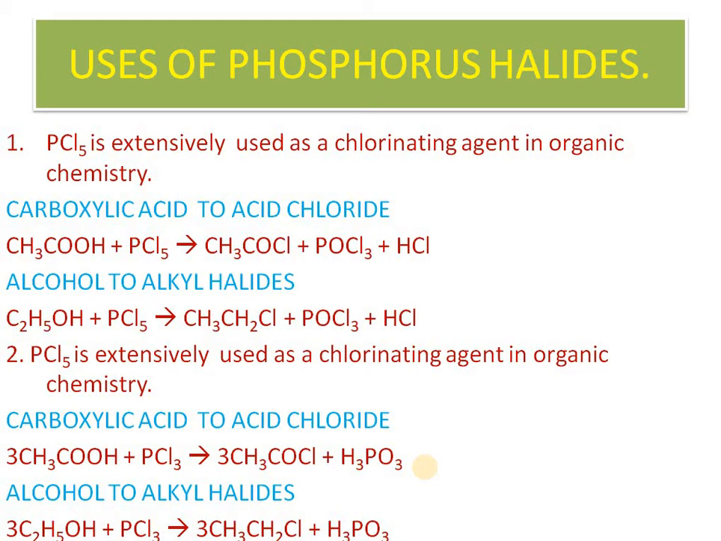H3PO3 is formed in case of PCl3, and 3 moles we have to take for acid as well as alcohol. But in the other case, PCl5, the products are the same, but the byproduct is POCl3 and HCl, and there is no need to take 3 moles, only 1 mole.